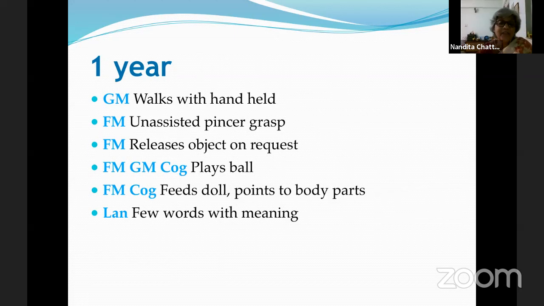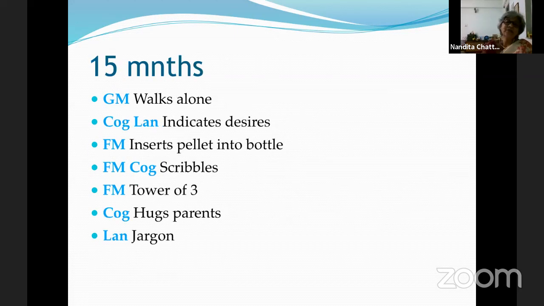Next slide, please. At 15 months, he's walking alone. He can indicate his desires. The small object that he had picked up, now he puts it into a bottle. Give him a pencil, he will scribble. Give him blocks, he will build towers of 3. He's using more language, a few more words, some words of his own, which have no meaning. So jargon develops. He has emotional development. He learns to hug his parents. He wants to be cuddled.